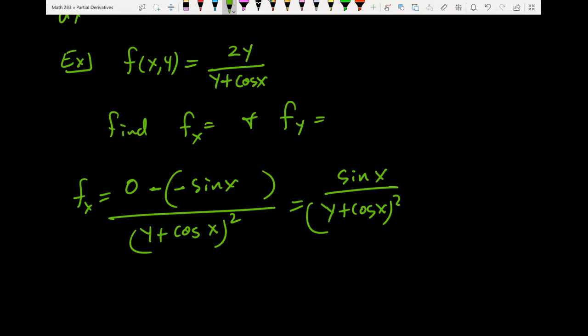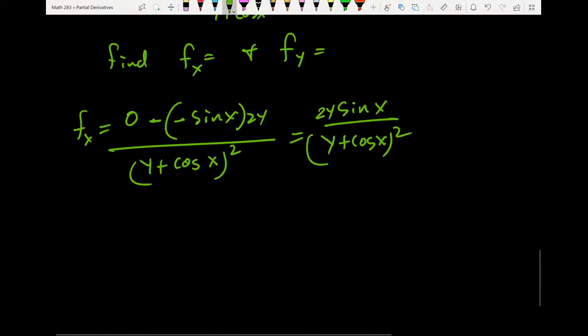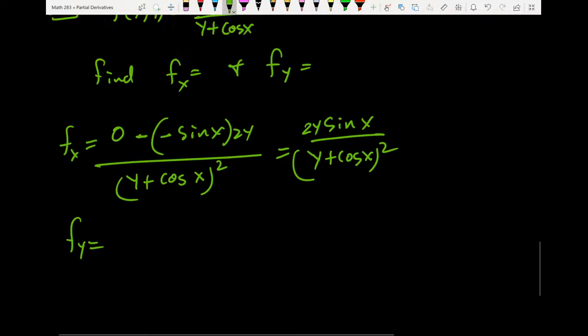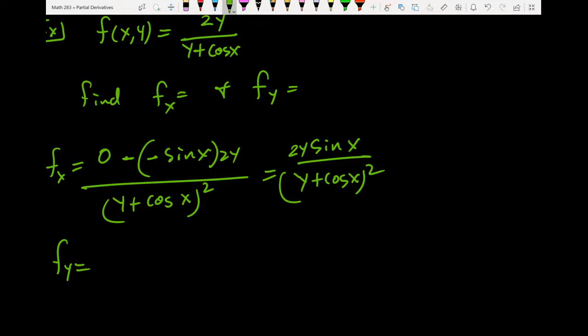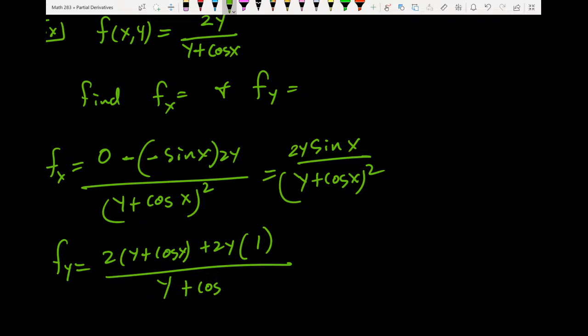Okay. Did I miss something? I feel like I missed something. Oh yeah, I forgot the 2y. The derivative of that with respect to y, I get 2y plus cosine of x plus 2y. Oh, it's just 1. y plus cosine of x.